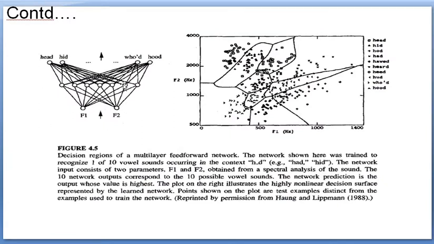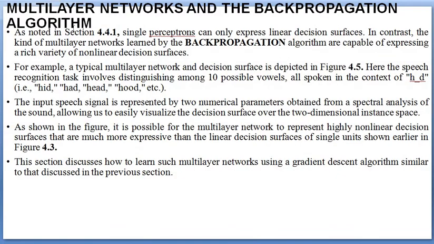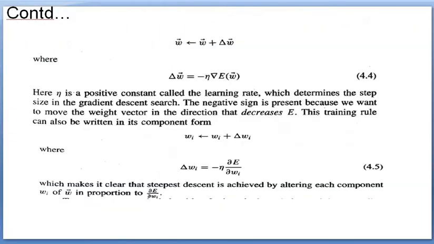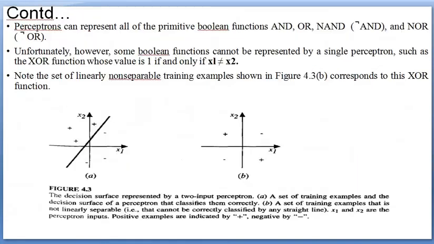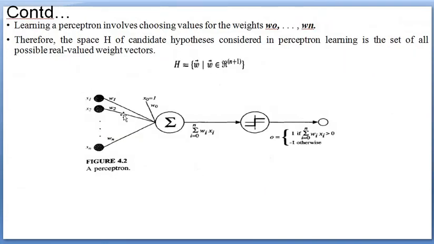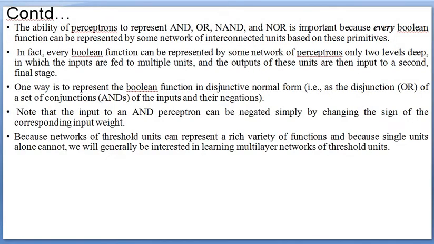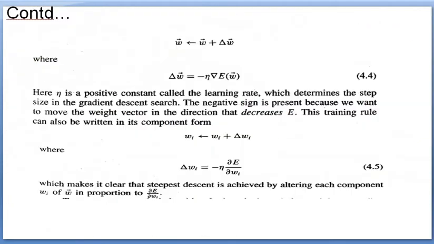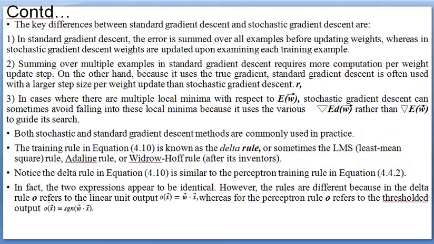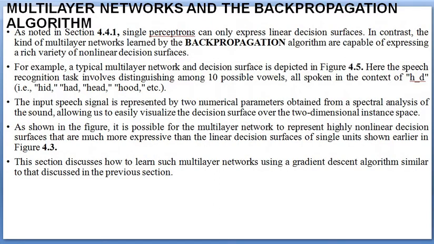Okay. So here, as noted in section 4.4.1, a single perceptron can only express linear decision surfaces. The perceptron that we have seen in the previous videos is called a single layer perceptron. It's not a multi-layer perceptron. This single layer perceptron helps us in the application of digital logic, where we can use it to make an AND gate, OR gate, like this.